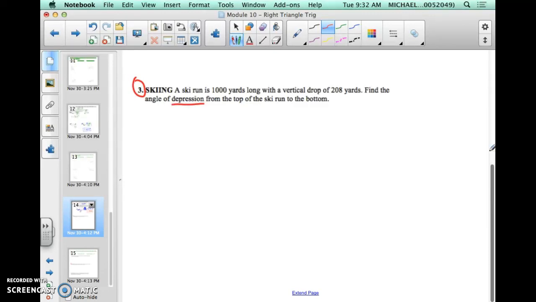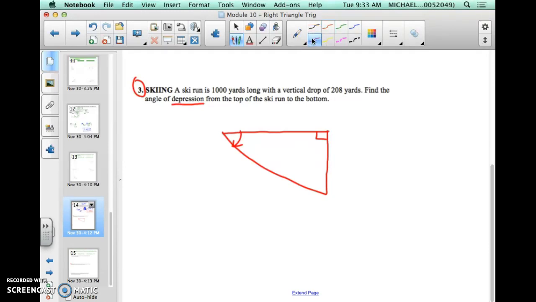So I start with a horizontal line. Depression means going down. So I'm going to draw an angle that goes down. All right? And then I'm going to connect my hypotenuse to it, and then finish by drawing the right angle up there. So this is my new triangle in question based off of the word depression. All right? Then we can fill in some unknowns.